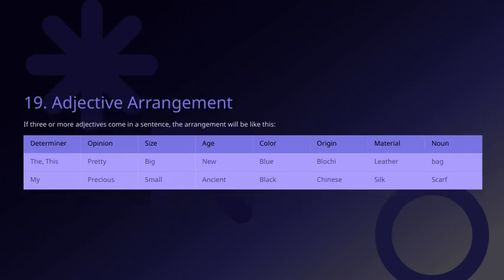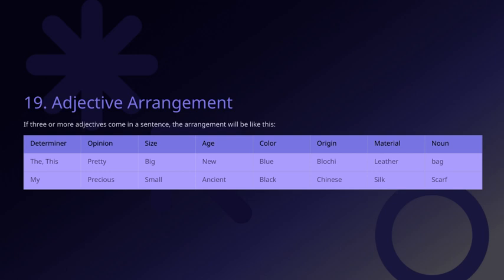Let's take a closer look at how adjectives are arranged when describing nouns in a sentence. In this slide, we see an example table that demonstrates the typical order of multiple adjectives. When you have 3 or more adjectives describing a noun, there is a preferred sequence to follow.